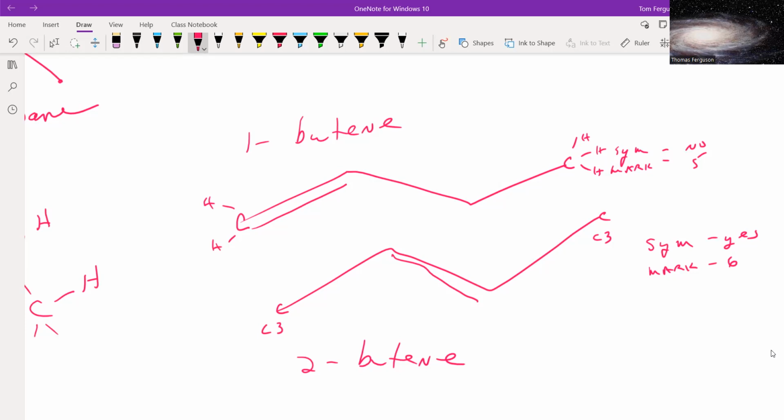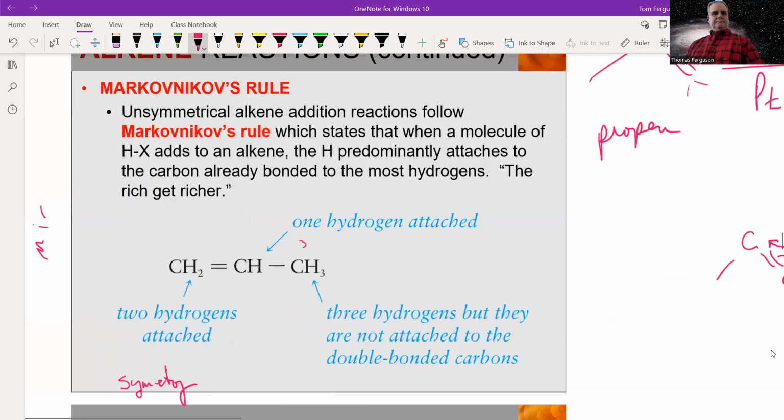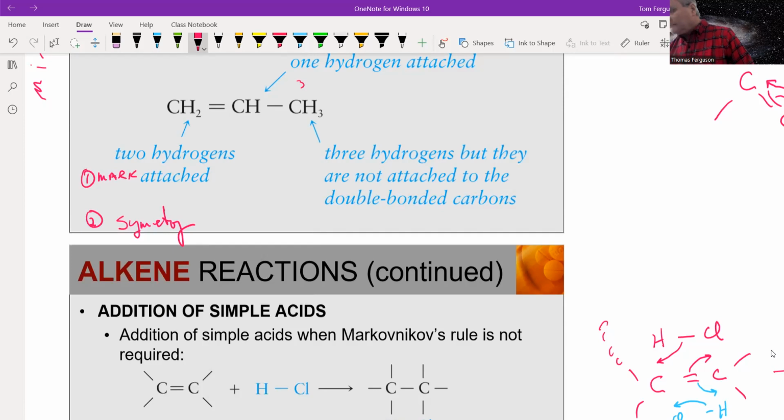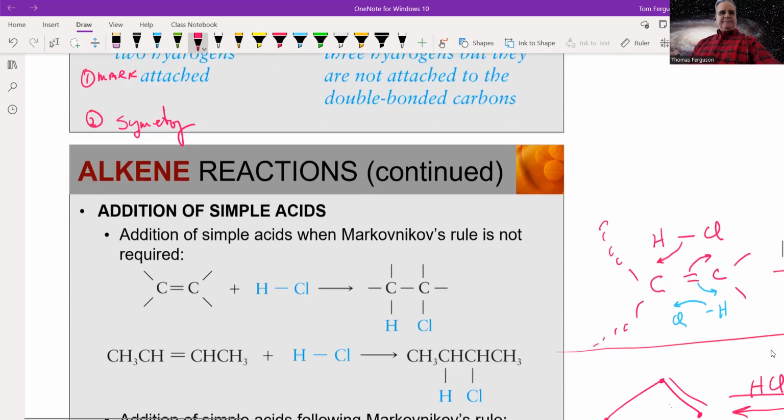And that's going to be like a 60-40 mixture, because life is not black and white. As you already know, all of you have lived enough life to know that life is not black and white. It's always gray. So whenever you have a reaction, you always have a mixture. So we have symmetry and Markovnikov.